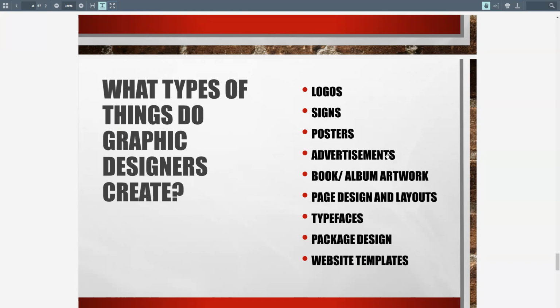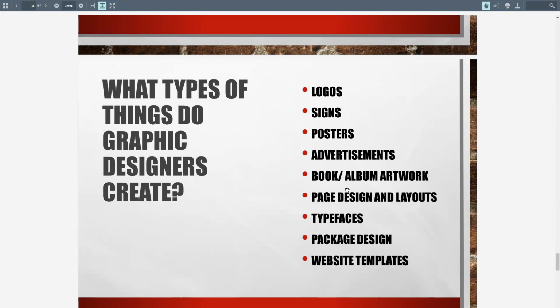Advertisements, where you see them in magazines, more so I guess now on your phone when they pop up when you're scrolling through TikTok or Instagram. Someone had to make that advertisement, whether it be a video or a picture. Books and albums, album covers are art. Everyone loves a good album cover, right? Books, picture books, and then the cover of books. People say don't judge a book by its cover, but we do, right?